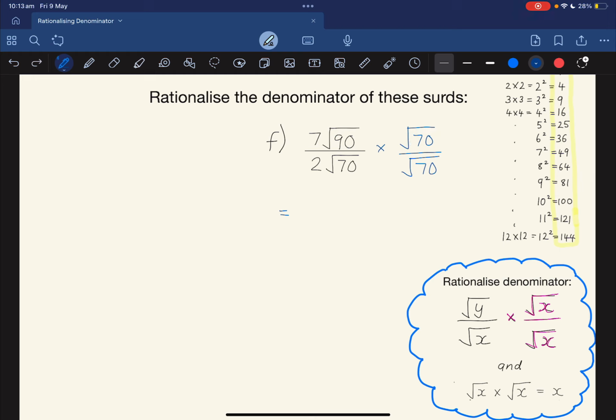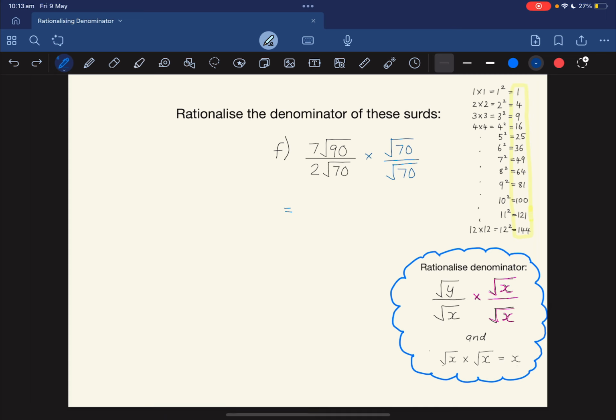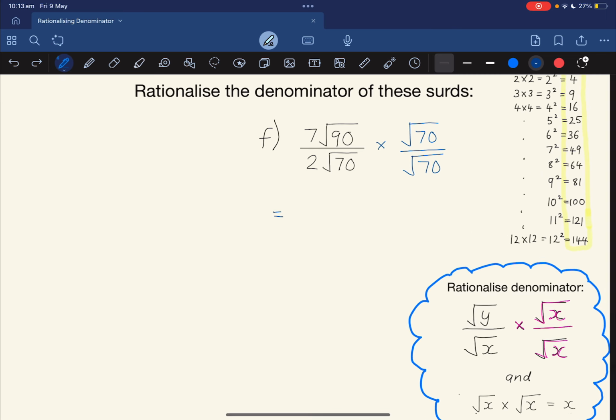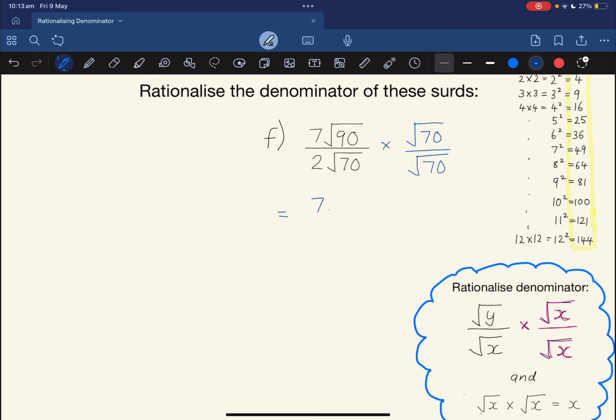Actually, with this one, because 90 plus 70, 90 times 70, oh, hang on. Sorry. No, it is better to simplify beforehand. I was thinking 90 plus 70 and don't worry. Okay, let's simplify. Because I know that 9 is a factor. It's a square number. 9's a factor of 90 there. So let's just simplify that first, even before rationalizing that denominator, actually.